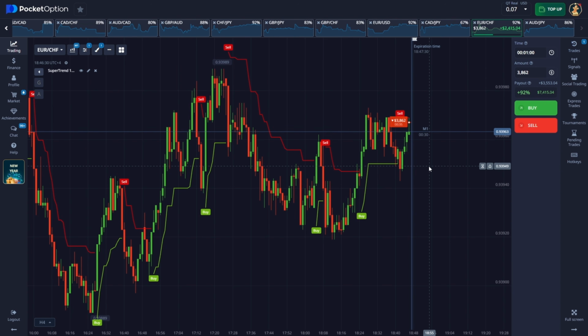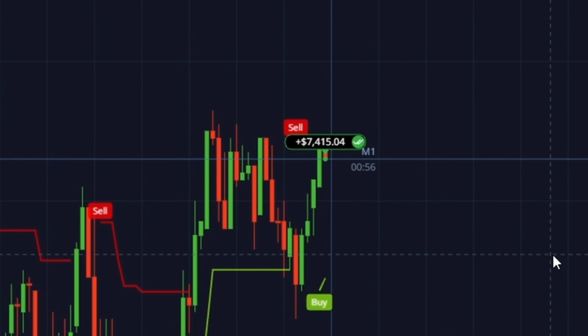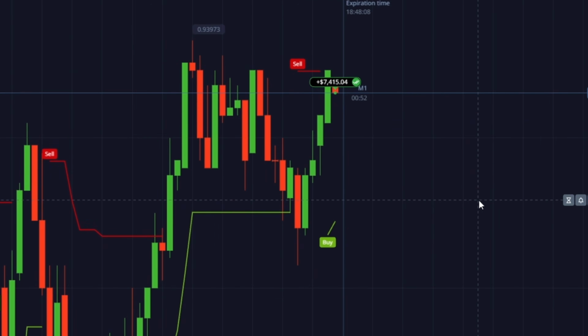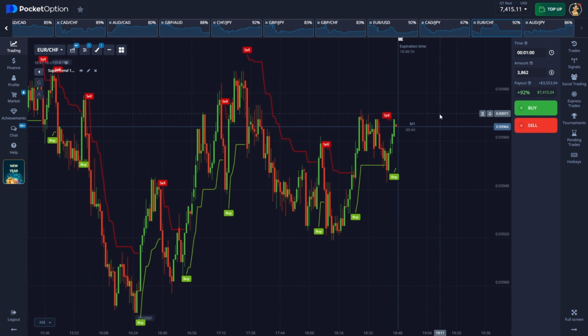The trade is currently going in our favor right now. Exactly when I placed the trade, the candle reversed and went in our favor. Now the trade is not going in our favor, but the next candle will go in our favor due to the gap down opening, and I won another trade. Now my balance is $7,415. I won my last trade because of the gap down opening, but we'll stop here.